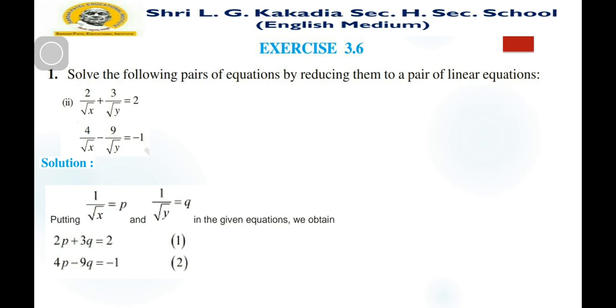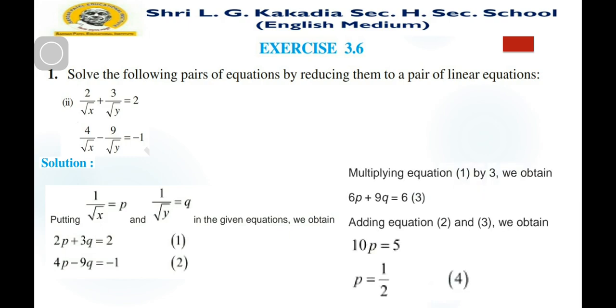Then we put these in the equations, and we get equations number 1 and 2: 2p plus 3q is equal to 2 and 4p minus 9q is equal to minus 1. We can solve these equations by any method to find the values. Multiplying equation 1 by 3, we obtain 6p plus 9q is equal to 6, equation number 3. Adding equations number 2 and 3, we obtain 10p is equal to 5, and hence we get the value of p is equal to 1 over 2.